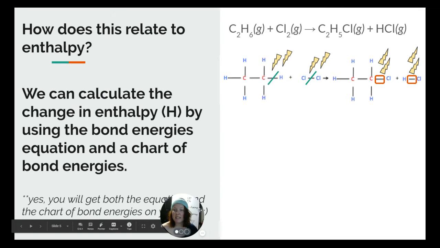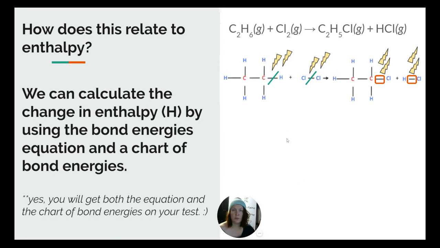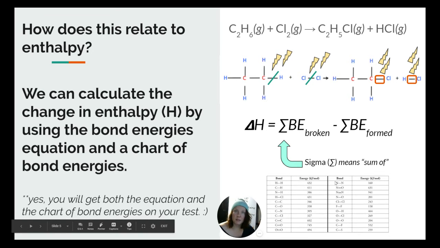So how does this relate to actual enthalpy? Now, we can calculate the change in enthalpy. We know that it takes energy to break bonds, and it releases energy to form bonds. So we can actually calculate the change in enthalpy that's being put into or released from those reactions. We can use this equation, and we're also going to be using this chart of bonds with energies.